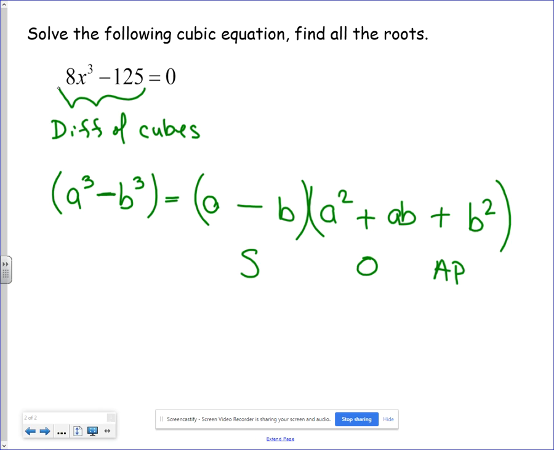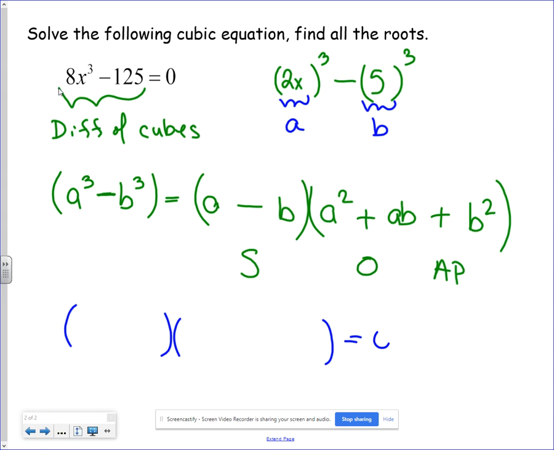So let's look at 8x cubed minus 125. Let's rewrite 8x cubed as a perfect cube. That's 2x to the third power. And 125 is 5 to the third power. So 2x is my A value, and 5 is my B value. So I can factor this. So A is 2x. I put 2x in place of A.